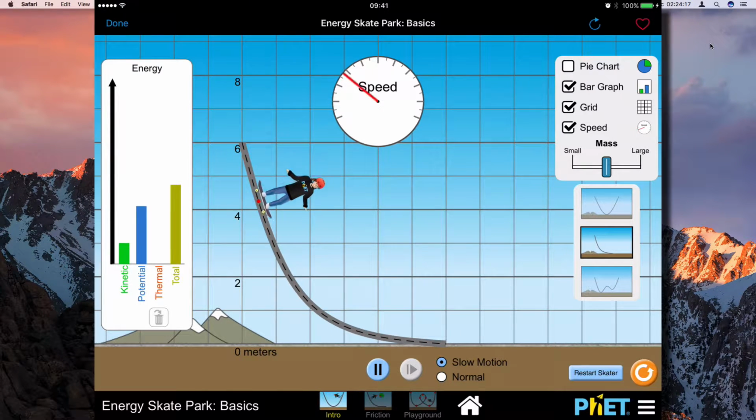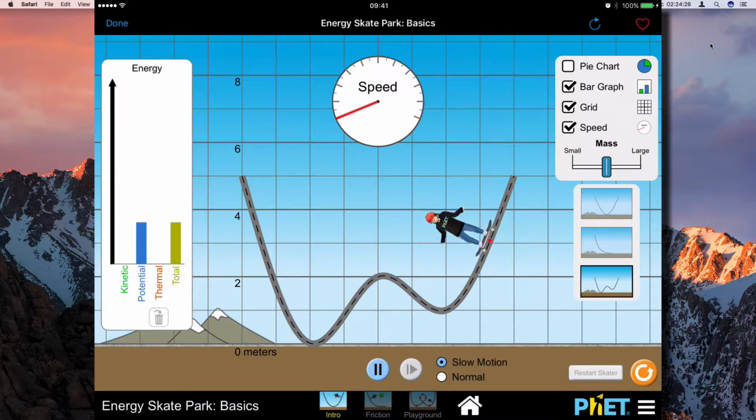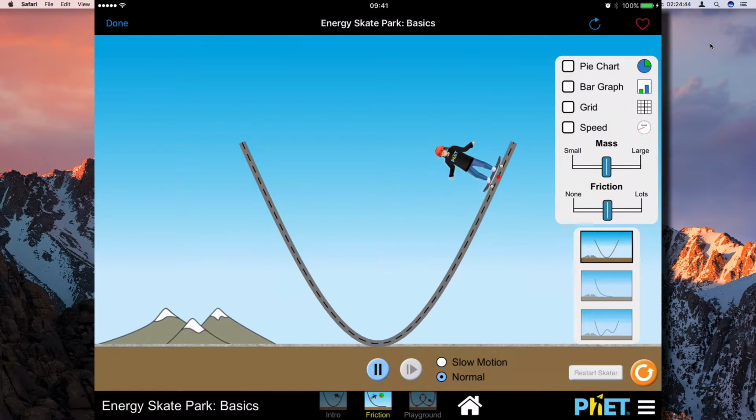So let's see, or the potential into kinetic. Then when it stops, okay, that's the total. So let's see if we use this one. You've got potential, kinetic, then goes potential again, then kinetic, then potential again. Okay, that is very exciting. What if there is friction? Okay, what if there is friction?